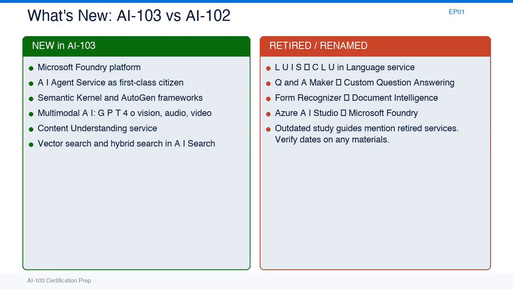If you have previously studied for AI-102 or are coming from that background, here's what has changed in AI-103. The biggest addition is Microsoft Foundry. Azure AI Studio has been rebranded and significantly expanded. AI agents are now a major exam topic. The agent service, multi-agent patterns, and orchestration frameworks like Semantic Kernel and AutoGen are all tested.